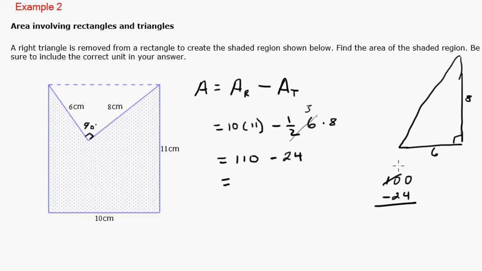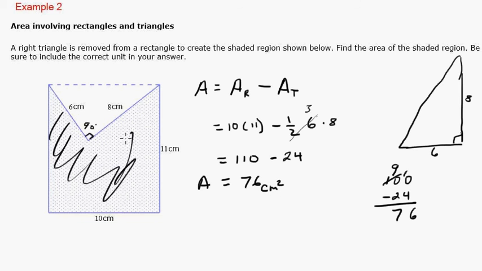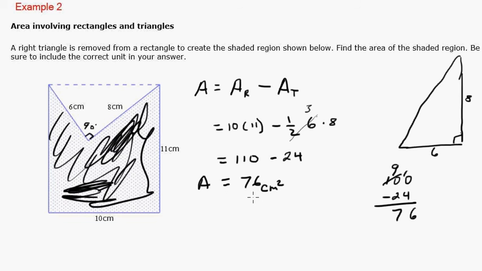Okay, so 110 minus 24. See, I have to make that a 9 and that a 10, so I get 6, and 9 take away 2, 7. So I get 76. Area equals 76 centimeters squared. So the shaded area that we're talking about here, this shaded area, is 76 centimeters squared.